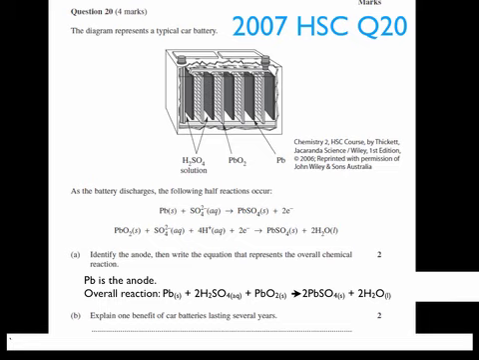So those are the three batteries that you need to examine. You need to know them in detail with regards to their chemistry, their anodic and cathodic reactions, and be able to discuss the cost, practicality, and environmental and societal advantages of the cells.